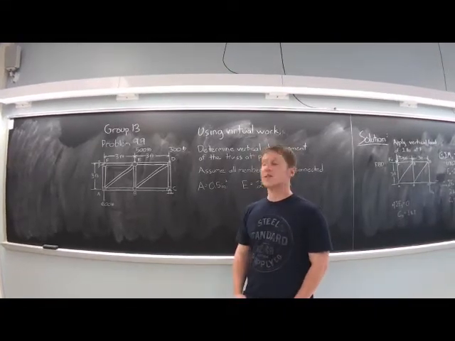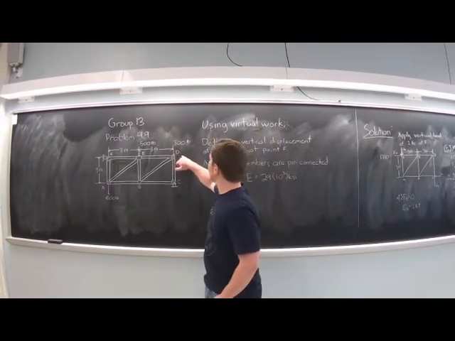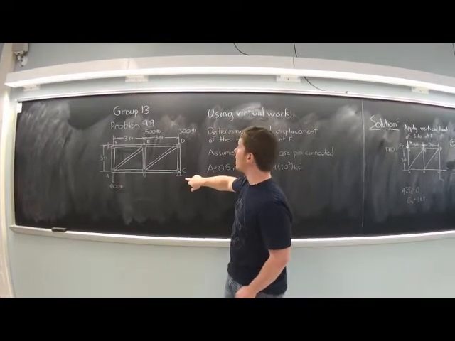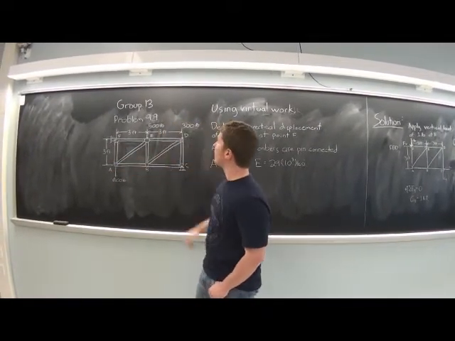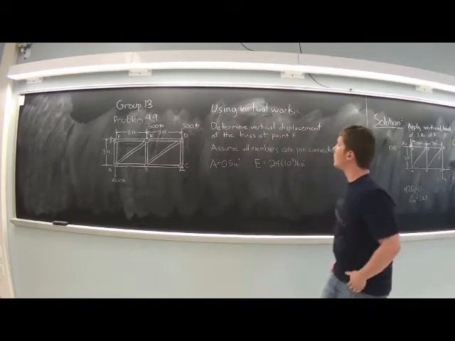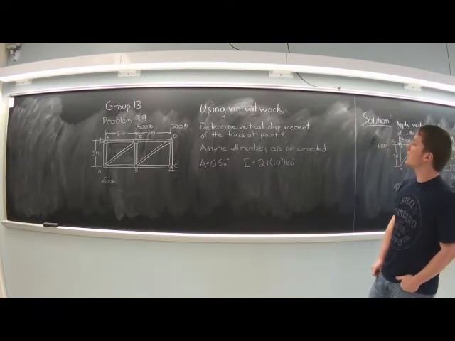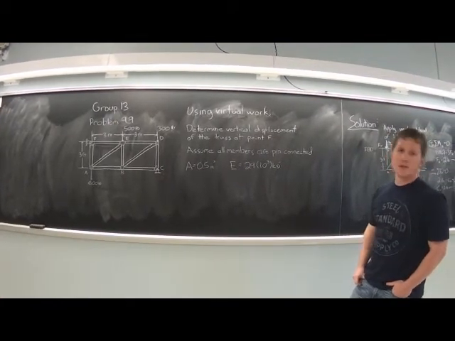We're Group 13, and this is problem 9.9. It's a truss system with 300 pounds, 500 pounds, and 600 pounds. Here is a pin and this is a roller, each separated by 3 feet. We're going to be using virtual work to solve the problem. We're going to determine the vertical displacement at point F and assume all members are pin connected.